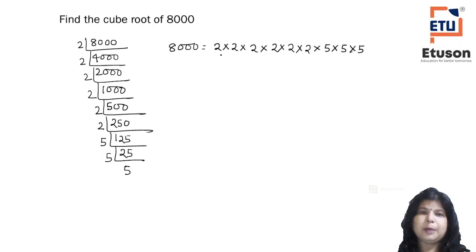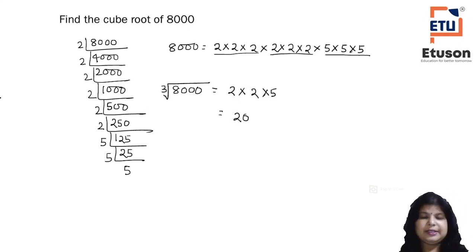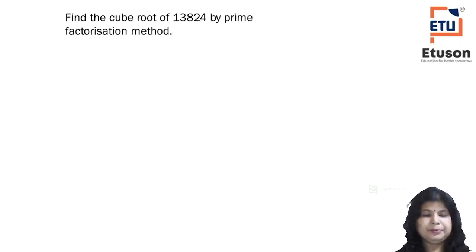What next? You have to form the group of 3. So here one group, second group and the third group. So while finding out the cube root of this number, so this is the symbol. So what you have to take? You have to take one number from each group. So that is 2 from this group you have taken, 2 from the second group you have taken and 5 from the third group you have taken. So what is your answer then? So the answer is 20. So the cube root of 8000 is 20. Correct or not? So now let us take one more example.